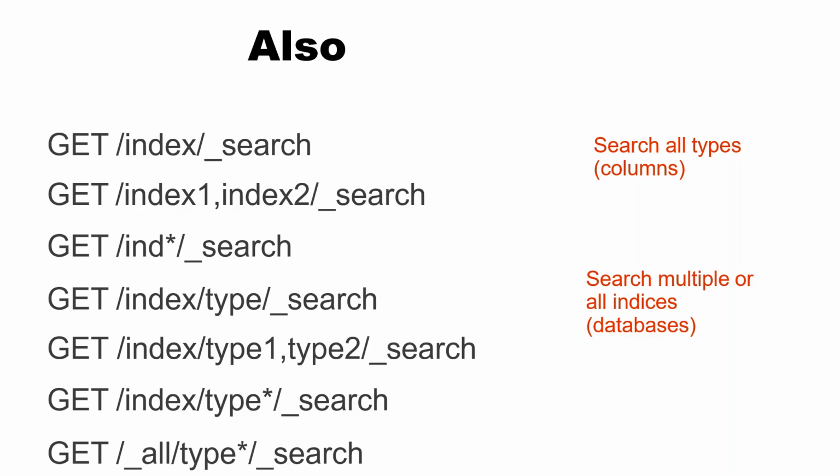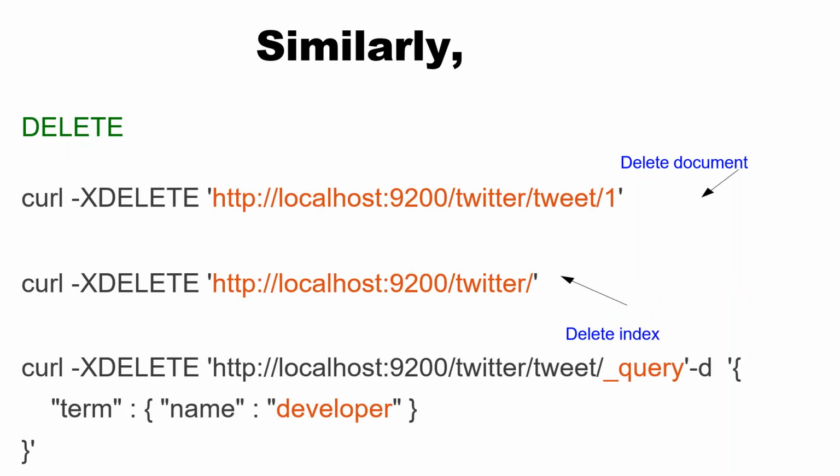If you want to search only in the type, fourth line. If you want to search in multiple types in the same index, the fifth one is deprecated, forget about it. The sixth one is also deprecated, because multiple types are not allowed in Elasticsearch anymore, in older versions.